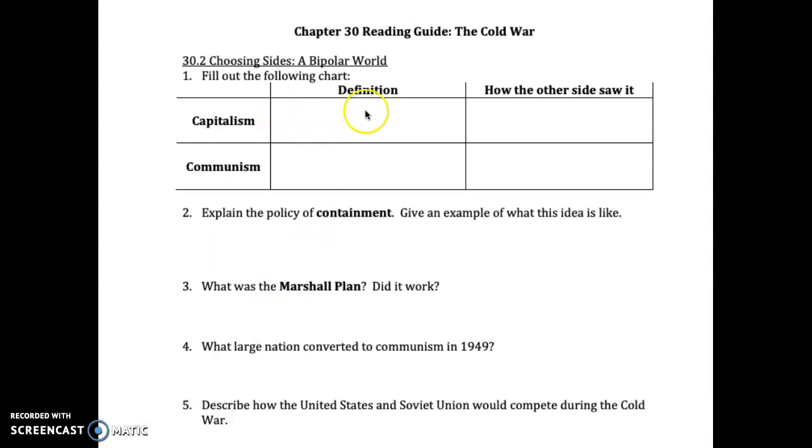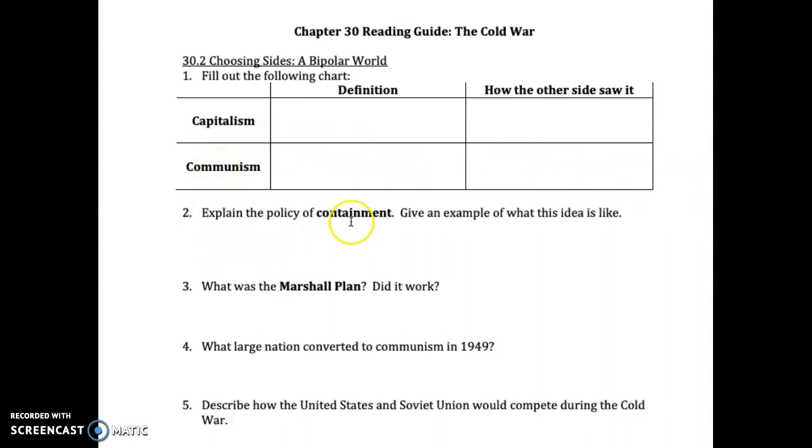Start by defining what capitalism is and what communism is. And then as you read about it, when you look at capitalism, you're going to look at how the other side saw it. So basically, it's going to be an unfavorable opinion of what capitalism is. And then you're going to define, obviously, communism, and then you're going to show what the other side saw it. And this is also going to be an unfavorable view of what communism is.